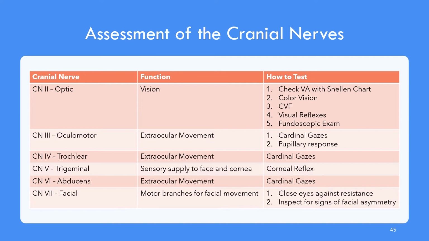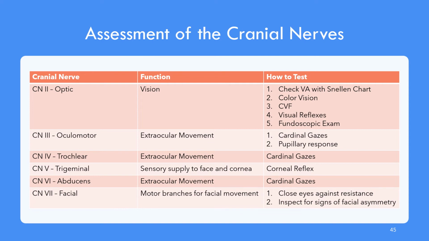An assessment of the cranial nerves is a vital part of the ophthalmic exam, as it really provides clues to ocular pathology. 6 of the 12 cranial nerves are involved in some aspect of vision or eyelid function. So first we have the big one, cranial nerve 2, the optic nerve. Its function is vision.